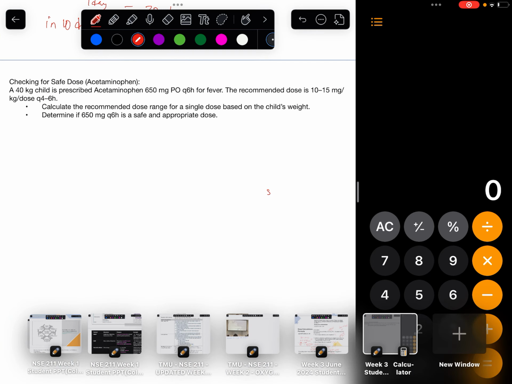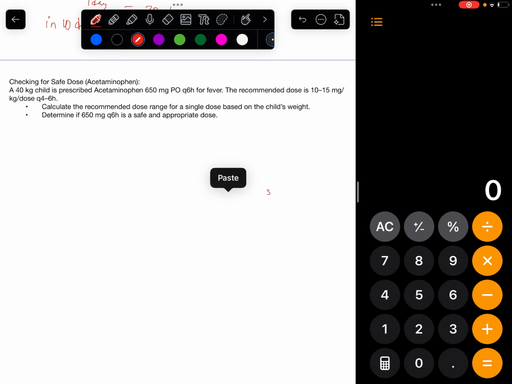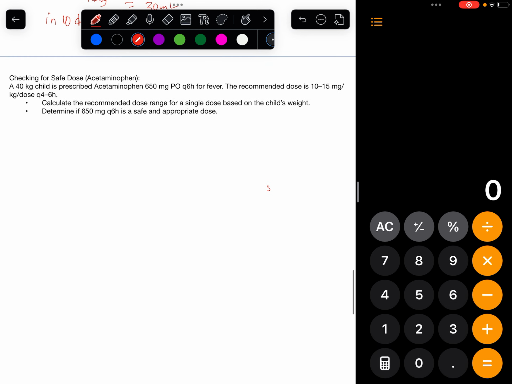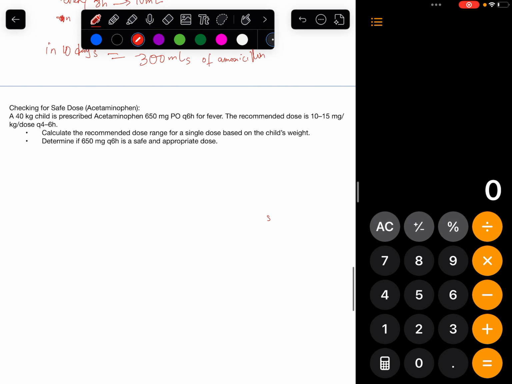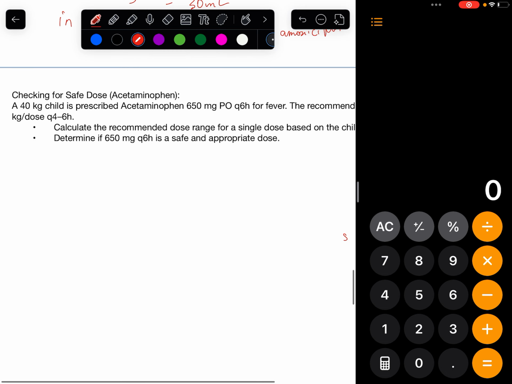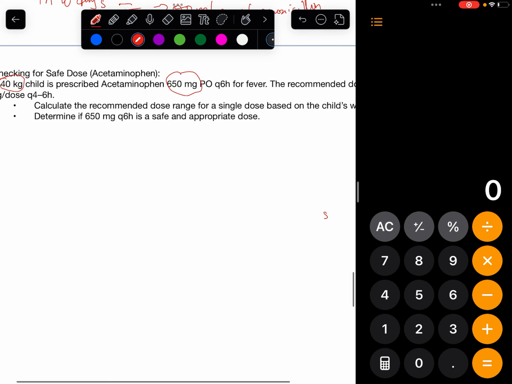Hello, so here's another weight-based calculation. This does not involve a conversion, so it should be pretty simple and straightforward. So first we want to take note of the information that we have here.